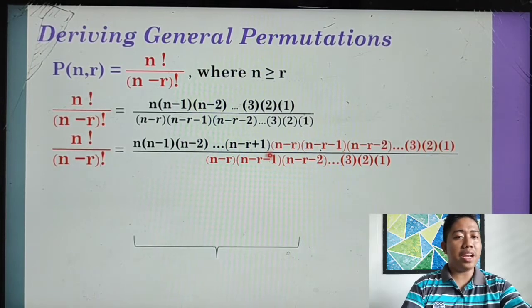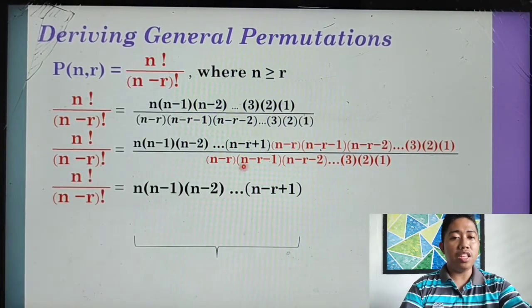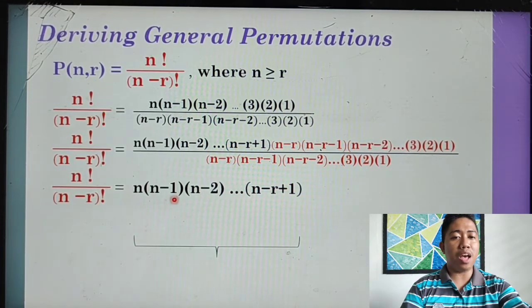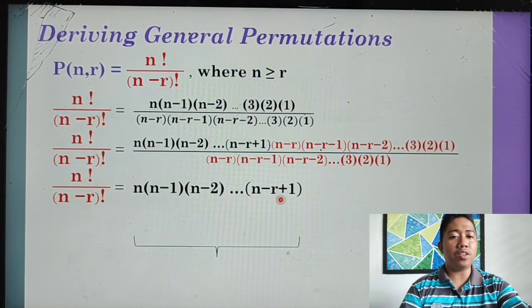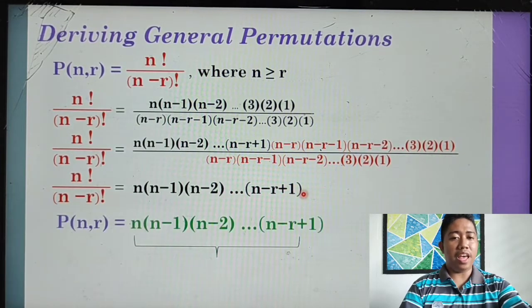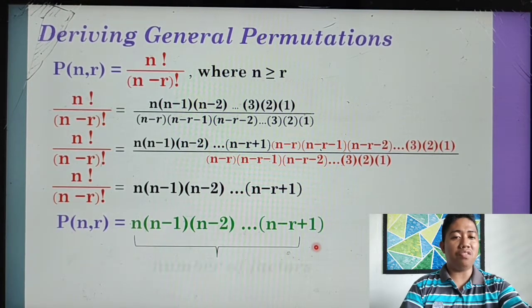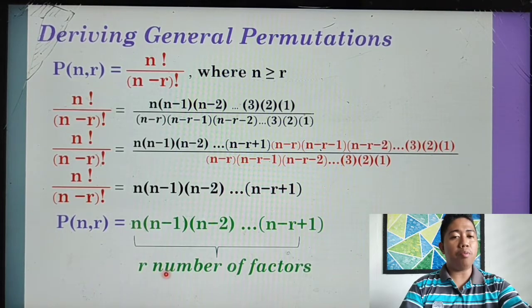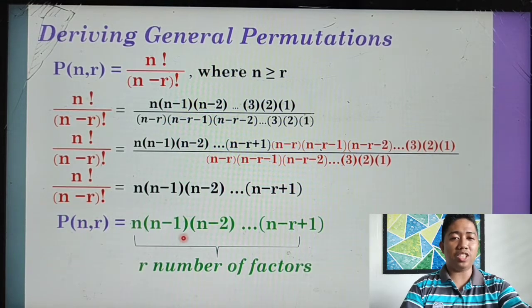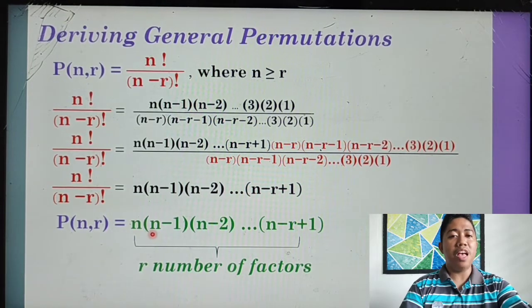So the remaining black ones are the following. n factorial all over n minus r factorial is equal to n times n minus 1 times n minus 2 until it reaches n minus r plus 1. And that is the alternative formula for permutation, where the value of r indicates the number of factors in the given permutation. So now you know, my dear friends, students, and viewers, how to derive the formula for nPr, known as the general permutations.